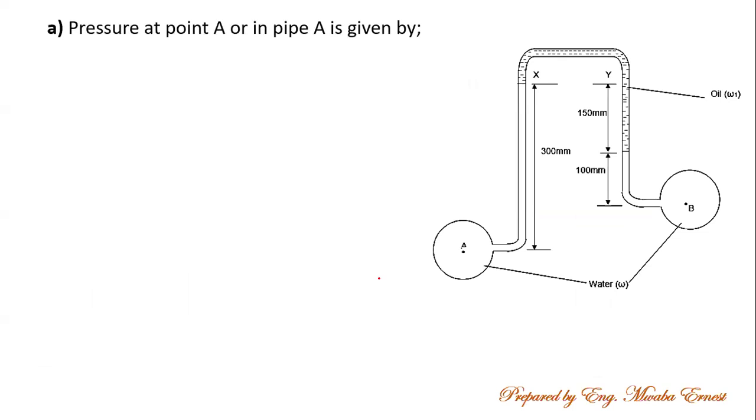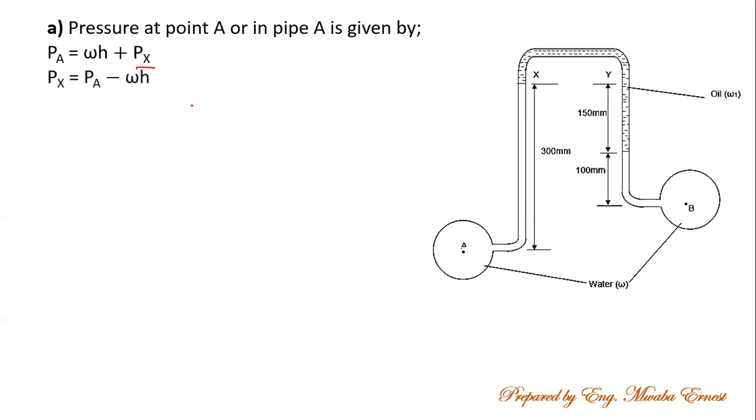Pressure at A in pipe A is equal to specific weight times height plus whatever pressure is acting at X. Just like what we had when we connected to a pipe, you add the specific weight times the height, 0.3, and then you add that pressure at X.